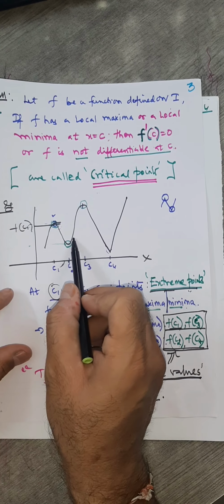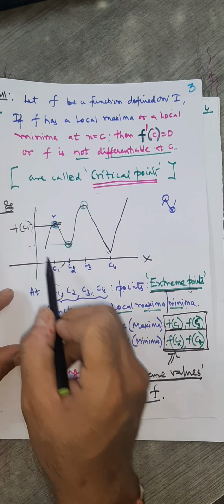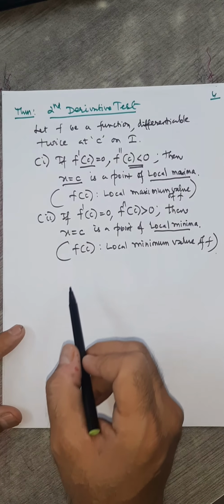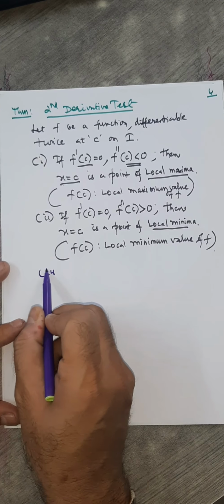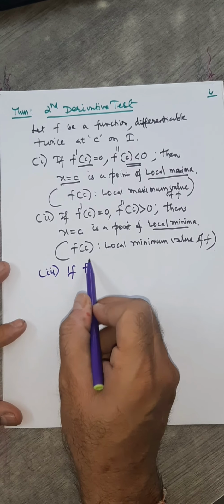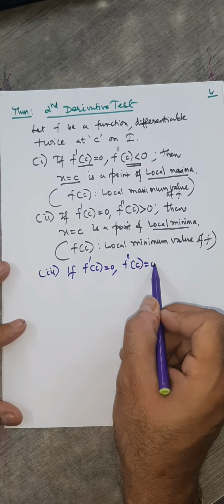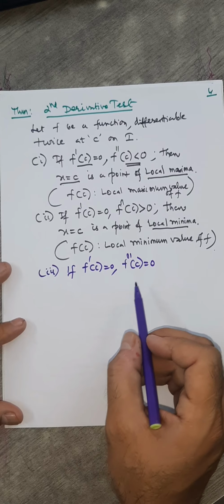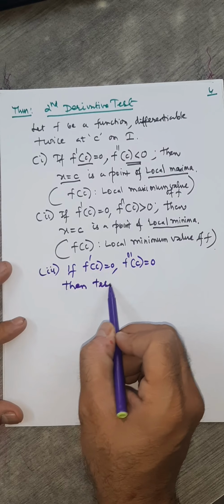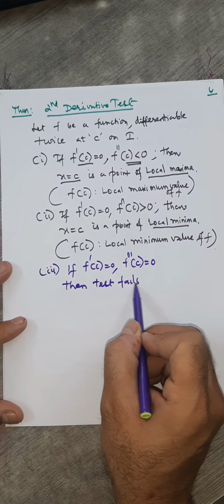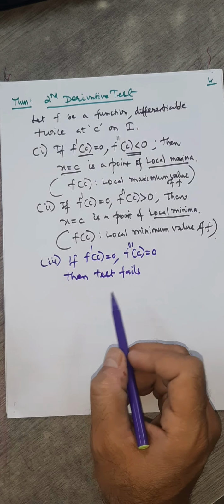At c2, the function has a minimum value. And what is that minimum value? That is f of c2. It comes from the graph of the function. So that's what I have written. And now the third important condition: if f dash c is 0 and its double derivative is also 0, both derivatives are 0, then this test fails. Then you need to see the behavior of the function and so on.